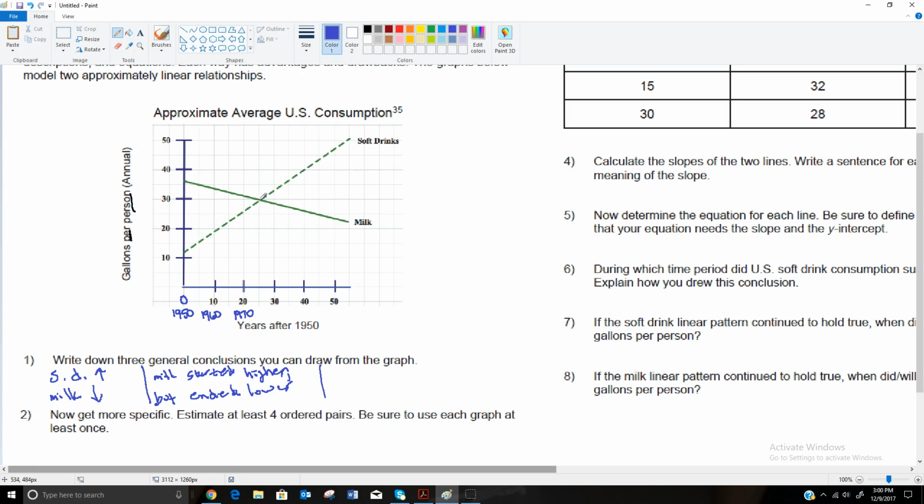And another one that people often notice is this cross right here. And it just says general conclusion. So you might have seen some different general conclusions and it would have been just fine. But it does look like in 1975 it was the same. So in 1975, the average was the same for both at about 30 gallons per year. So in 1975, it appears that on average, people in the U.S. drank about the same amount of milk as soft drinks, and it was about 30 gallons each in a year.